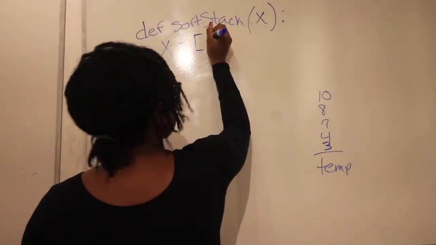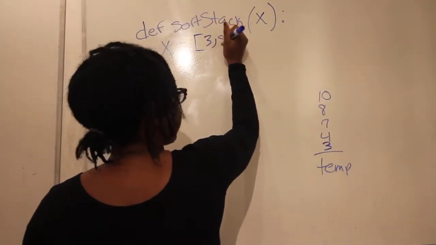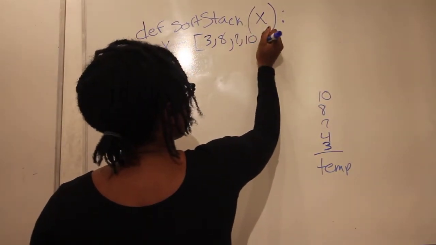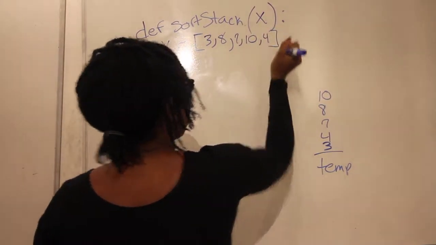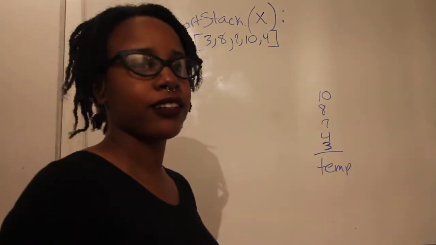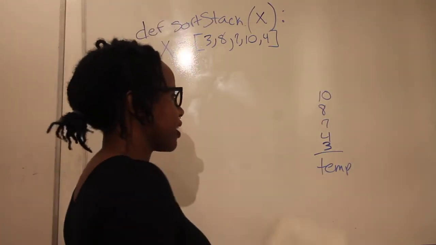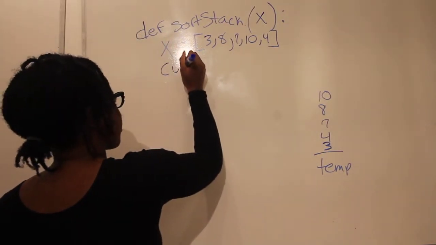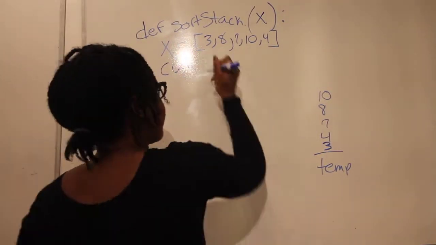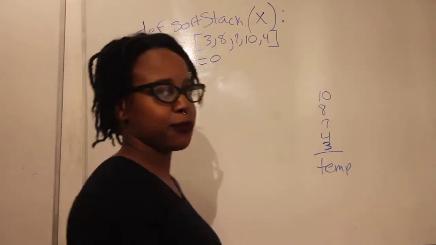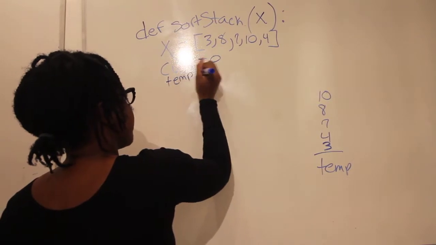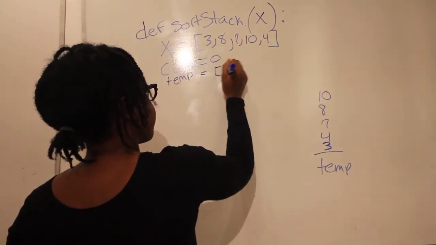Let's jumble this up a little bit. 3, 8, 7, 10, 4. Okay, that's our original stack. And then we're gonna have our variable, called cur, as in current, and I'm gonna set it equal to 0. And then we're gonna have our temporary stack right here, and it's just gonna be an empty list.